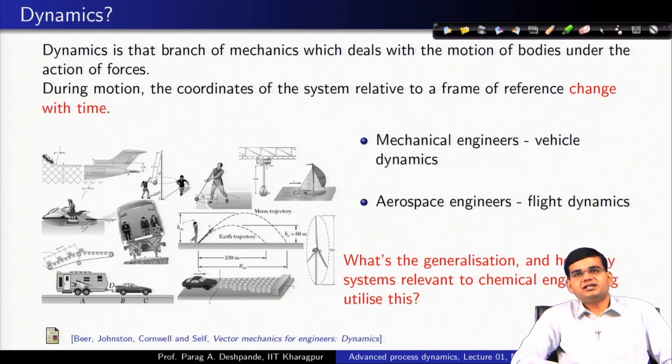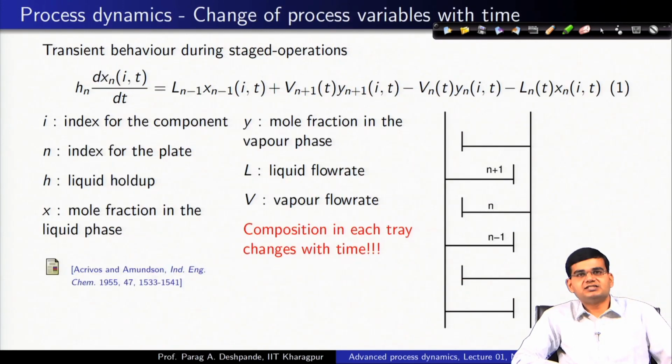And chemical engineers then realized that we can in fact use the concept of dynamical systems which exist in mathematics in case of process industries as well. So, what is the difference between dynamics in general and process dynamics? Process dynamics deals with the systems which undergo change with time. So, we can take several of such examples.